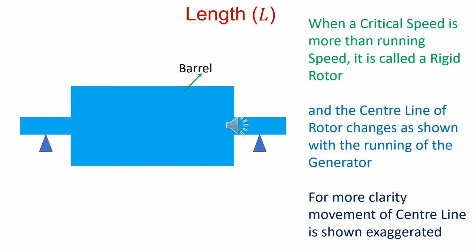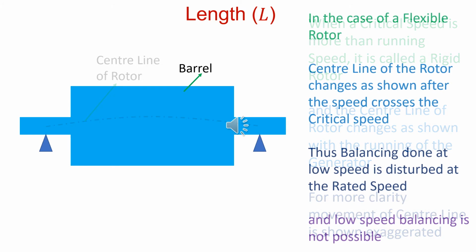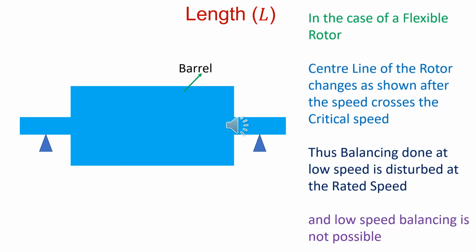In case of a rigid rotor, that is critical speed is more than the running speed, rotor vibrates as shown. Slow speed balancing is possible. In case of a flexible rotor, that is critical speed is less than the running speed, a node is formed and rotor vibrates as shown.